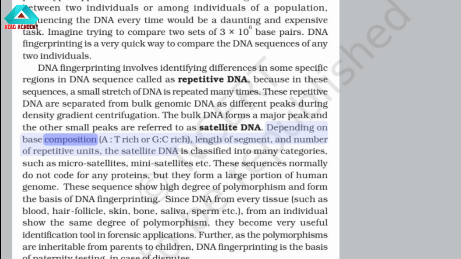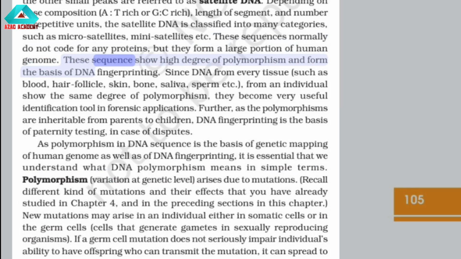Depending on base composition (A:T rich or G:C rich), length of segment, and number of repetitive units, the satellite DNA is classified into many categories such as microsatellites, minisatellites, etc. These sequences normally do not code for any proteins, but they form a large portion of the human genome. These sequences show a high degree of polymorphism and form the basis of DNA fingerprinting.